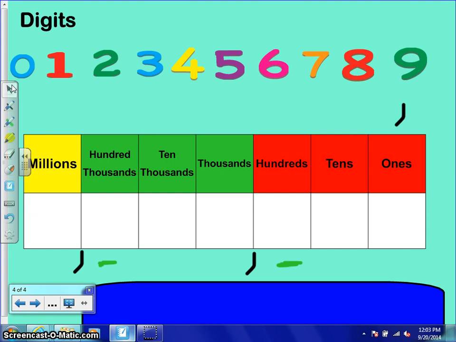The first thing you need to remember is you've got to learn your place values. You've got to know your ones, your tens, your hundreds, your thousands, your 10,000s, 100,000s, and even you should know where your millions are.